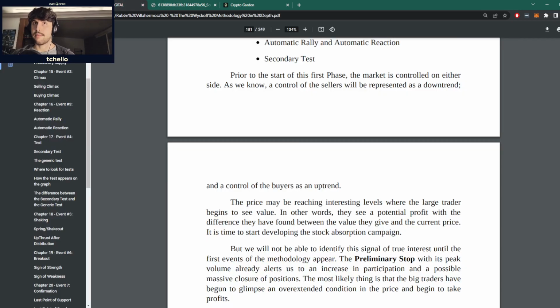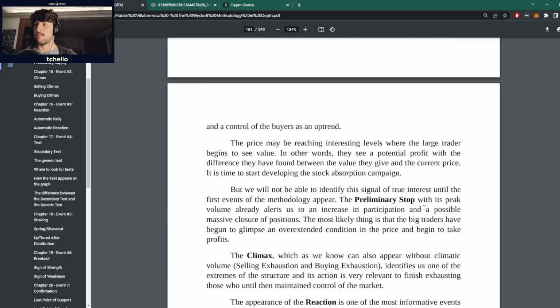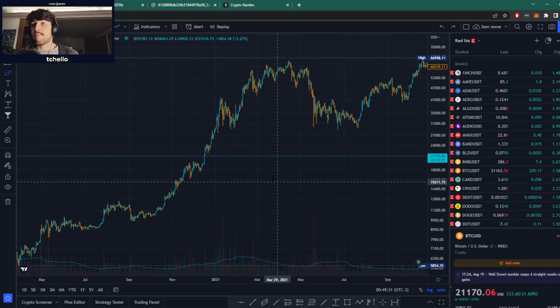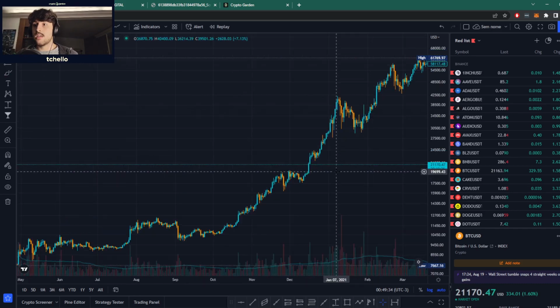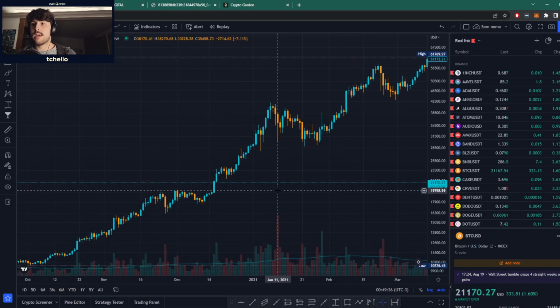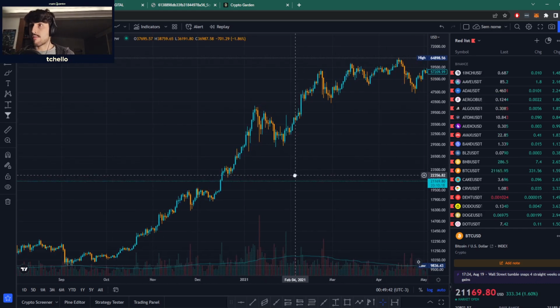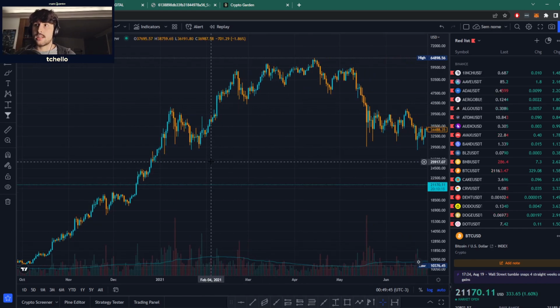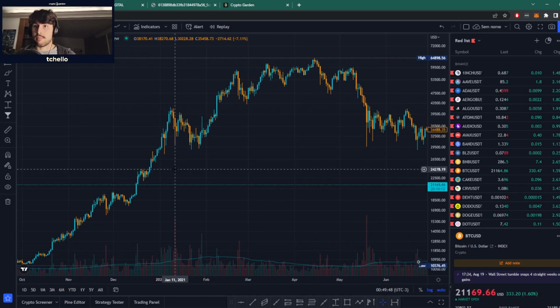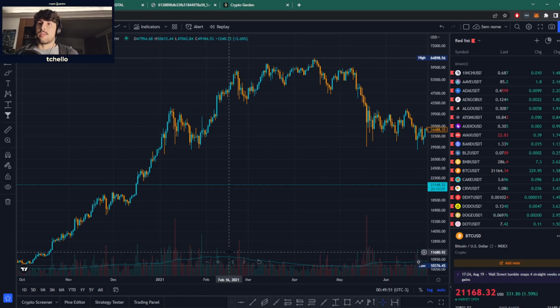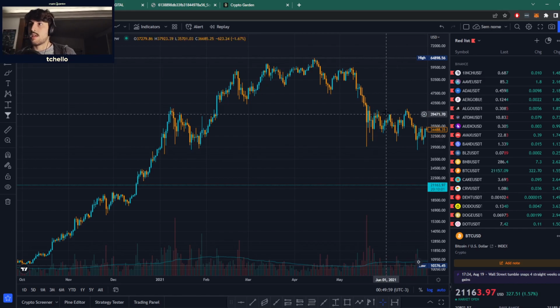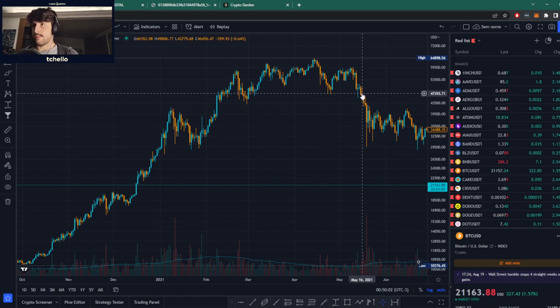Okay. So we have the preliminary support, the preliminary stop, right? It has a peak volume and it alerts us that something might be happening. Okay, so when we see the price having these big volume moments, that does tell us that a lot of positions are being closed. Like here, for example, we see a really good example of a preliminary stop, when we see a lot of volume in the middle of an uptrend. That just sends us some flashing signs that a lot of people are selling, a lot of people are closing their positions. And the same goes for a downtrend. Okay.